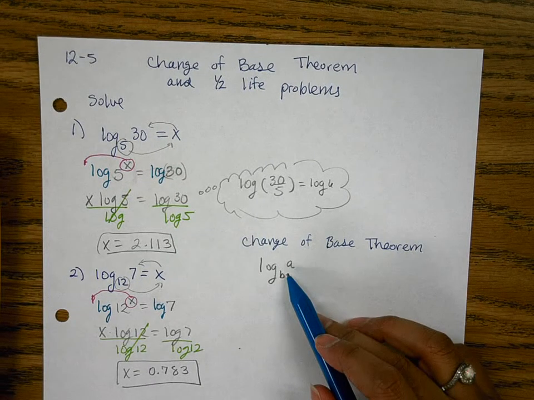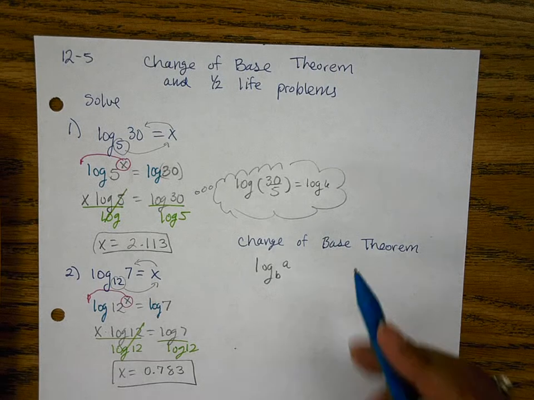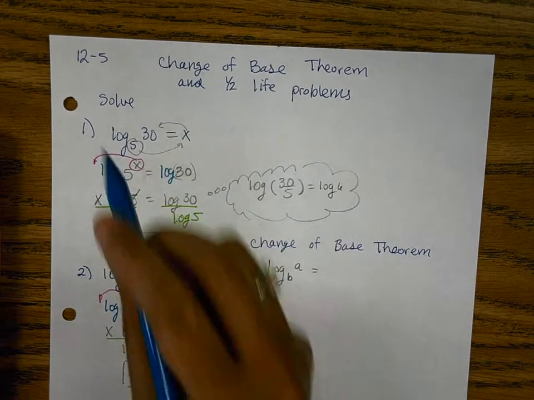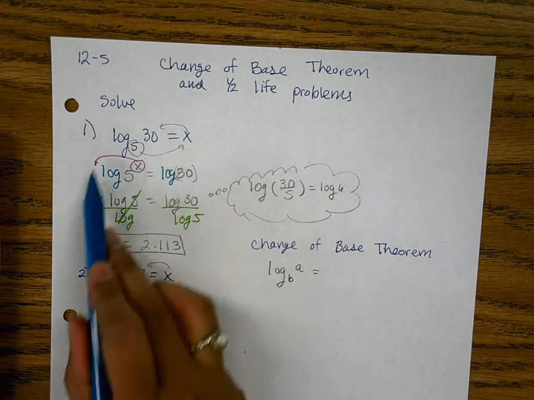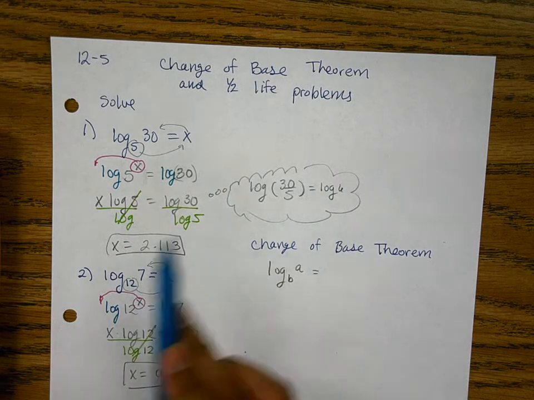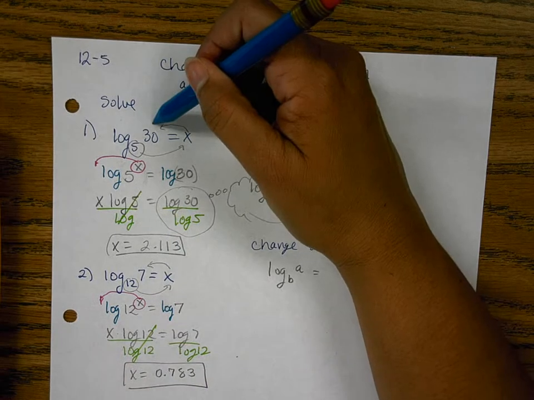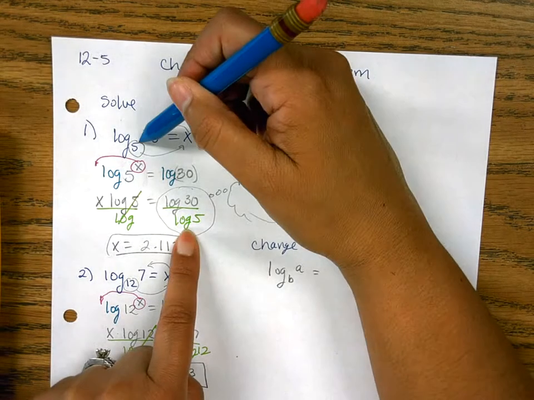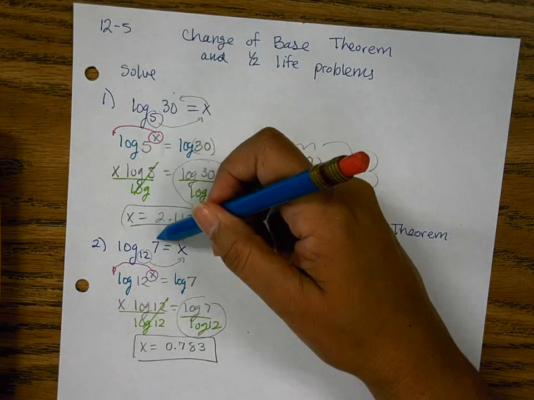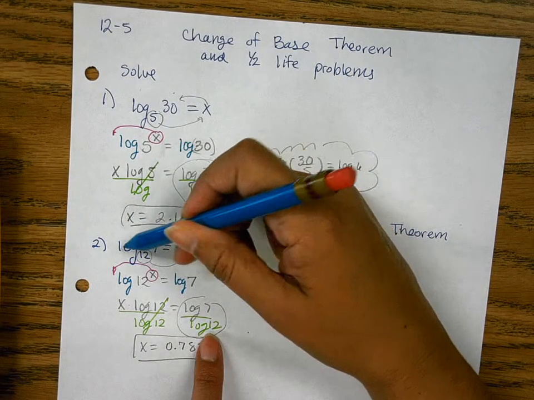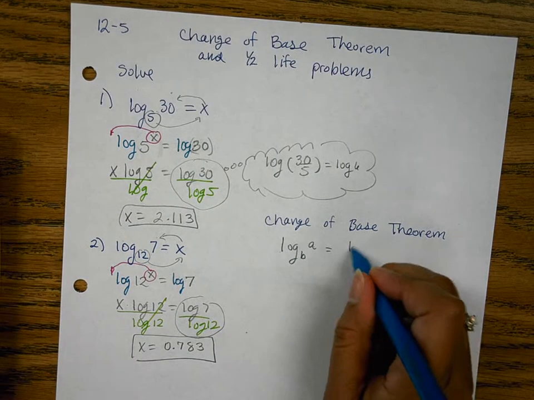If you have log base b of a and you cannot plug it in your calculator, even if you could, it doesn't matter, but let's pretend this is something we cannot plug in our calculator. Let's look at here. Log base b of a. B is 5, a is 30. When I went to plug it in my calculator, where is it? It's right here. I did log of 30 divided by log of 5. Let's see if that's the same thing we did over here. Log of 7 divided by log of 12.